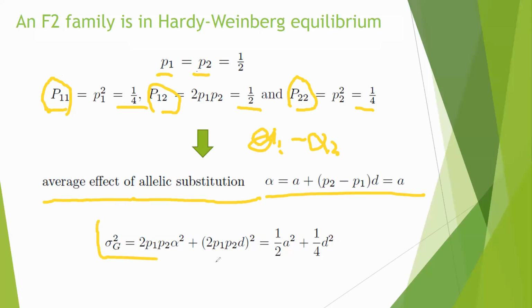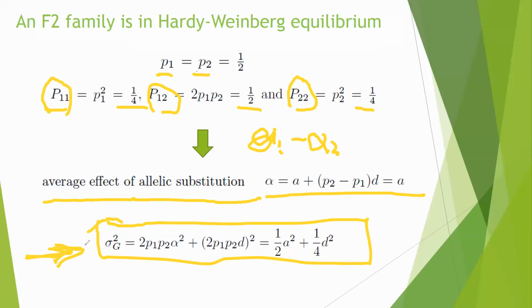Okay, and we have proved this. So for the F2 population, the variance of the genotypic value for this population will be equal to this, right? And if you plug this allele frequency into this formula, you got this. Is that clear? Okay.